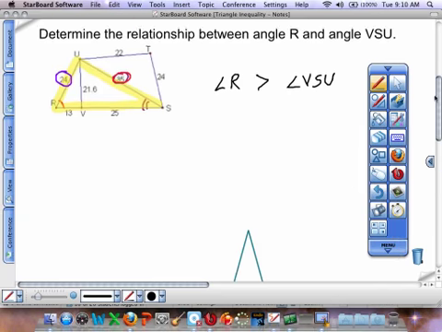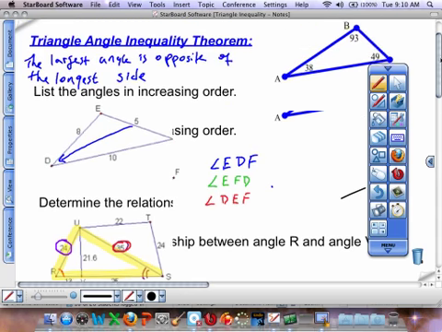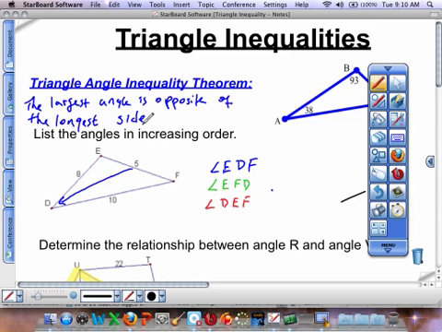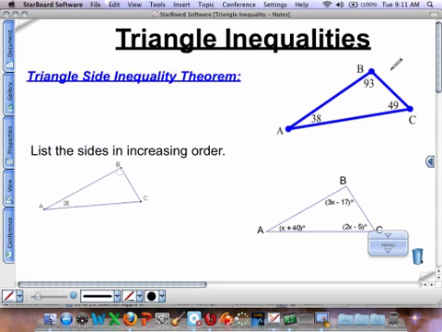Any questions with being able to list the angles in increasing order based on looking at the sides? Now, which is really neat, the converse of this statement is also true. You guys remember converse, inverse, and contrapositive? Converse is where we switch the hypothesis and the conclusion. So all we're going to do now is swap longest side for largest angle, and that's the last thing we're going to talk about today. So where would I find the longest side of a triangle?